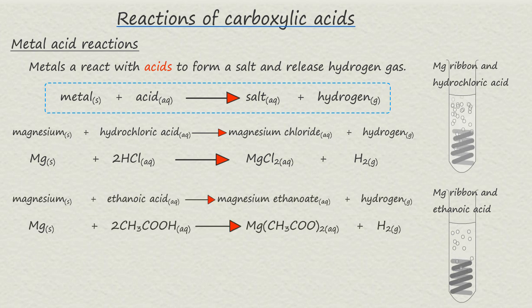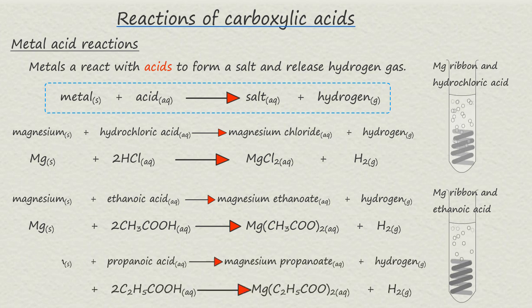For example, magnesium will react with ethanoic acid to form the salt magnesium ethanoate and hydrogen gas, while propanoic acid will react with magnesium to form magnesium propanoate and release hydrogen gas.